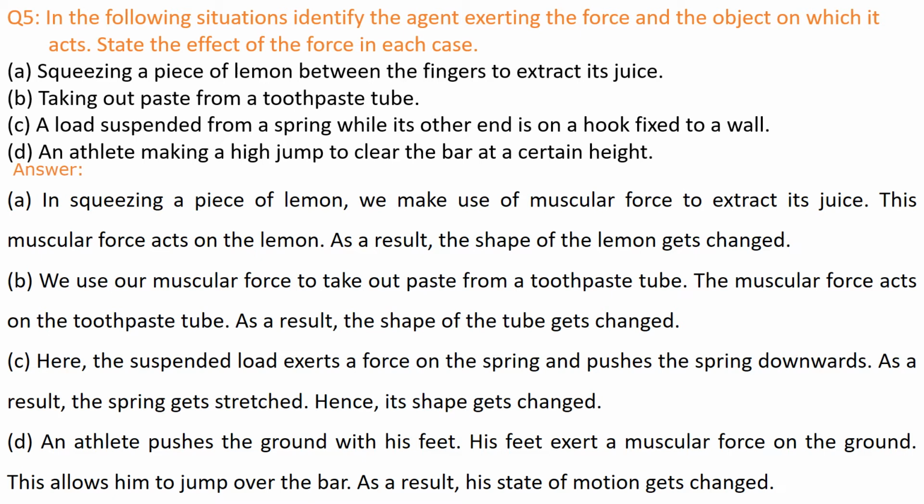So the fourth one is an athlete making a high jump to clear the bar at a certain height. Here an athlete pushes the ground with his feet, and his feet exert a muscular force on the ground. This allows him to jump over the bar. As a result, his state of motion gets changed.